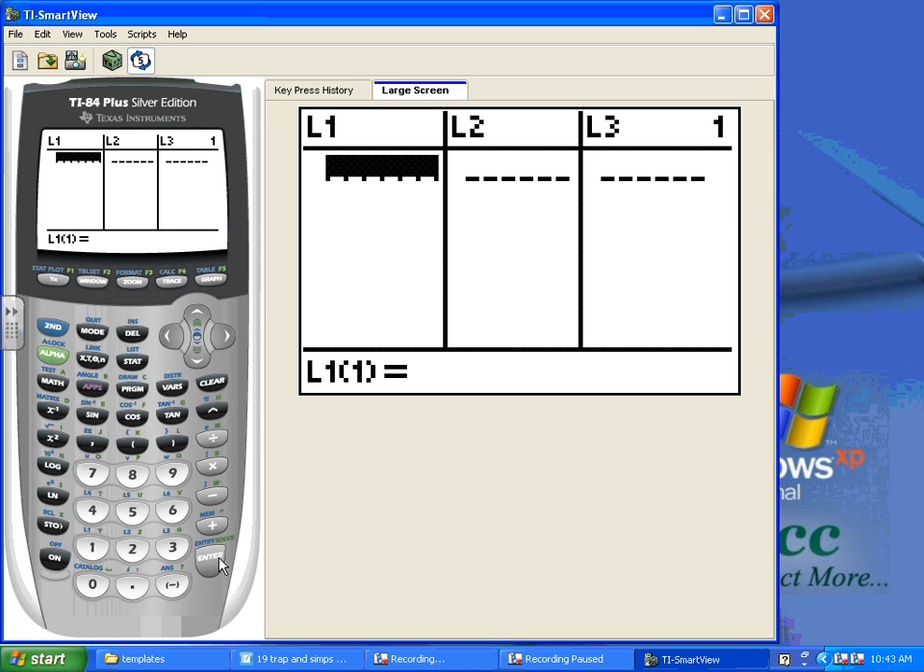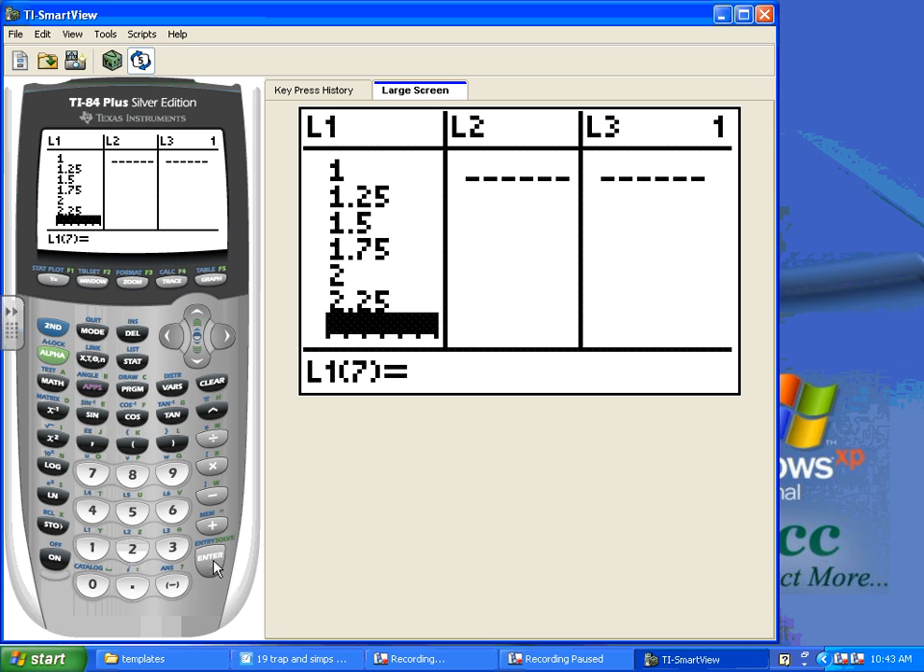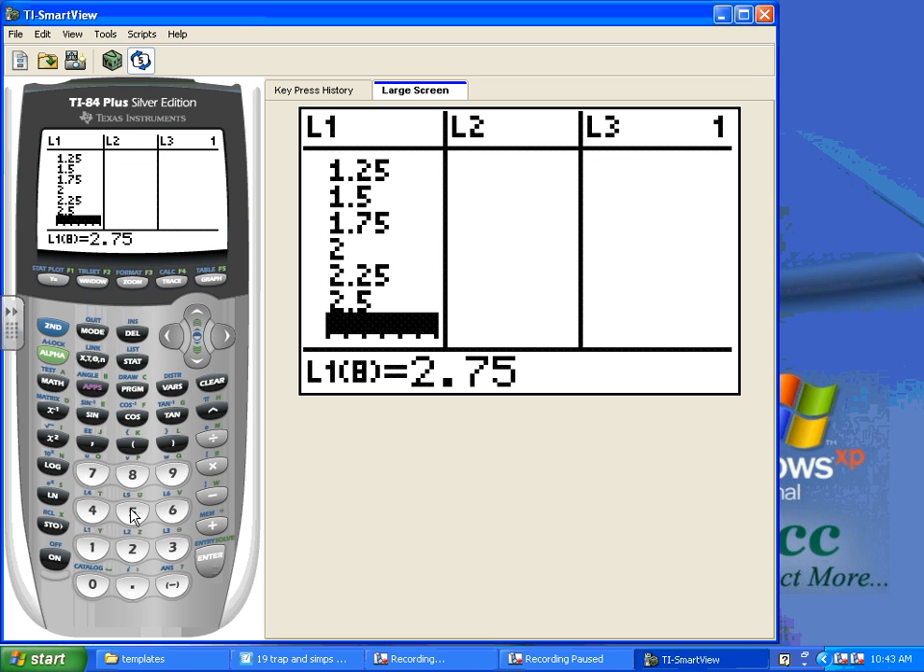Okay. First, for L1, enter your partition points. I believe they start at 1, right? 1.25, 1.5, 1.75, 2, 2.25. Again, I'm pressing enter between the numbers, 2.5, 2.75, and finally 3.